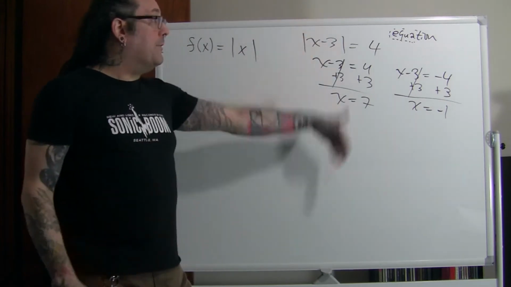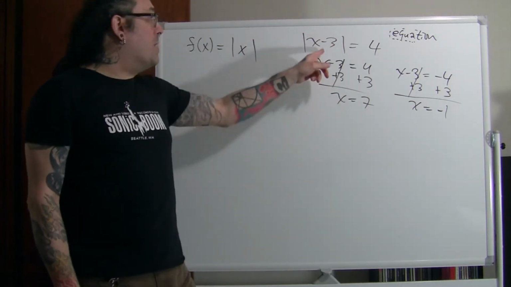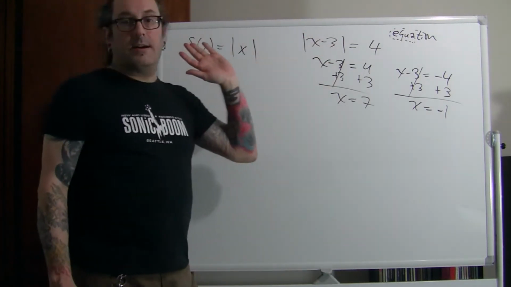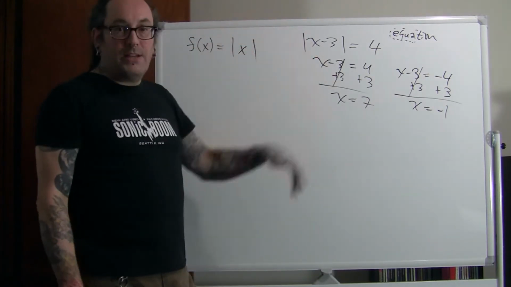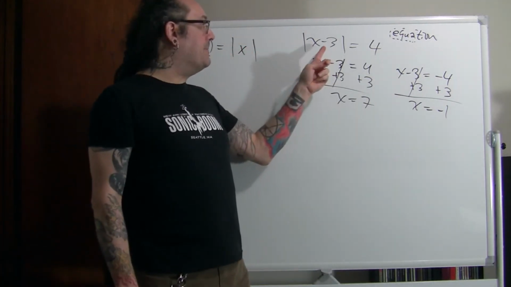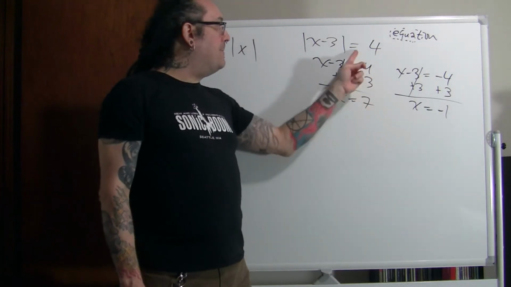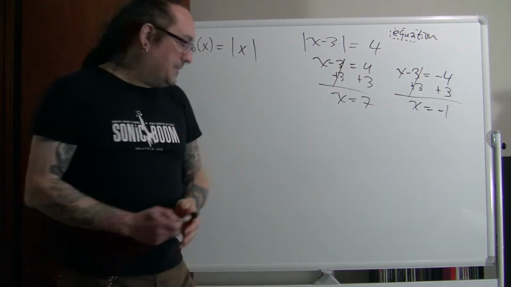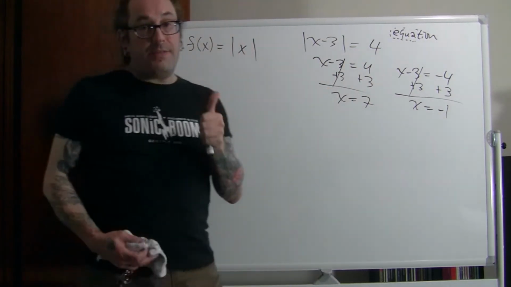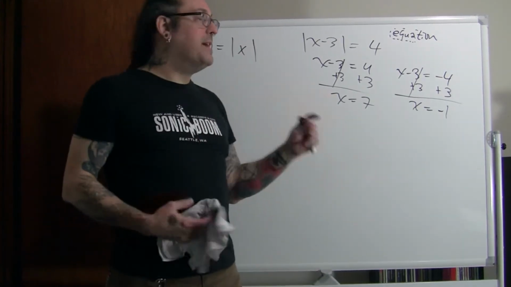Fine. So this will work for any crazy looking thing. I could put a quadratic in there. I could put sine, cosine, tangent. I could put any function I like in here. And this will work for absolute value equations. And so far, your math teacher is awesome. So far, your math teacher is not terrible.